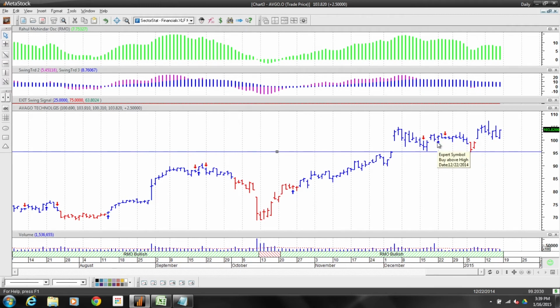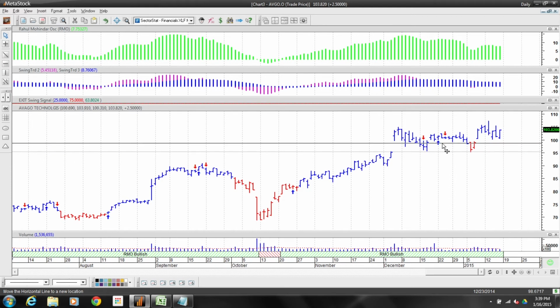So here we get another entry signal. We have our price bars blue, we have our RMO above 0, and a new reversal here. So there's a couple of options here. One is if you're not in a trade, it could be an opportunity to enter a trade. If you are in a trade, there's an option to ladder into a trade here. So keep that in mind as a consideration.